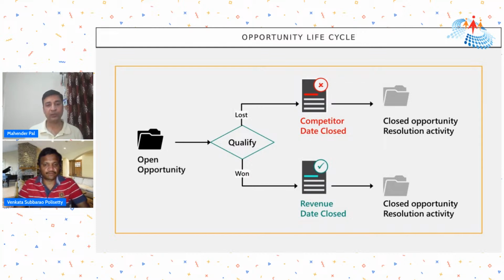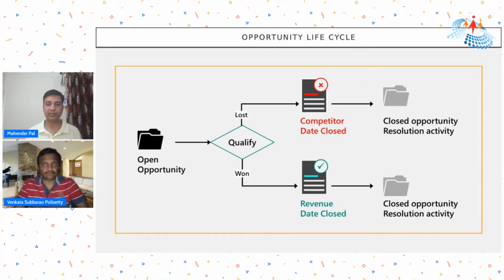But if we are not going to get this business, then this opportunity is lost. So we close this opportunity, and there we provide the competitor information. If this opportunity is won by other competitors, the other vendors doing the same kind of business as we are, we provide all these details, and then the opportunity is closed, and again behind the scenes a resolution activity is created. All this information, the competitor or the revenue, is later used in the reporting part.